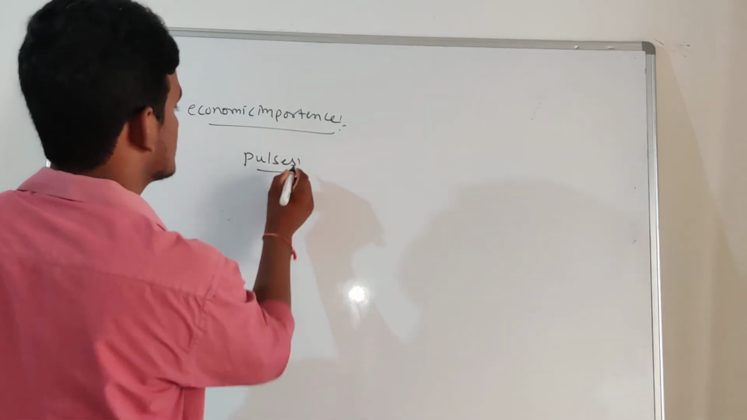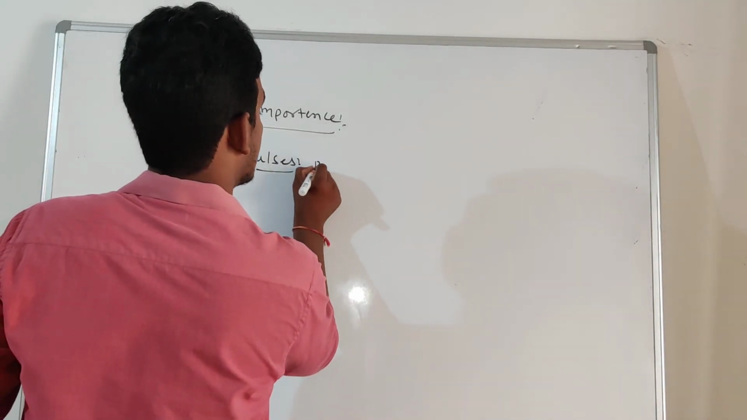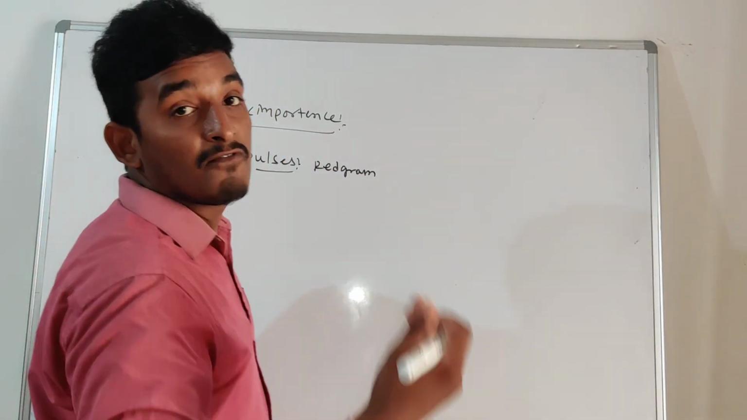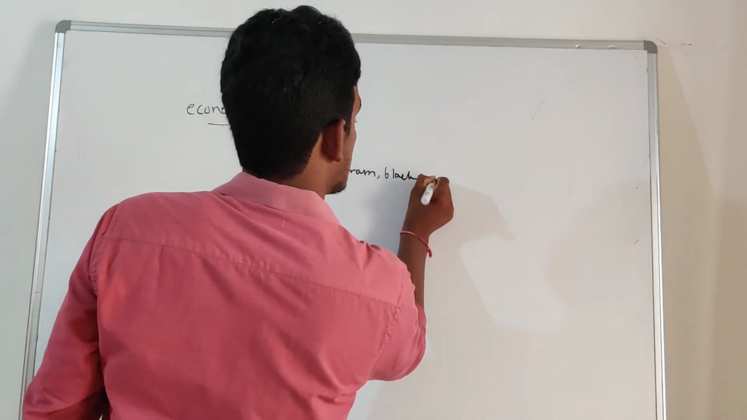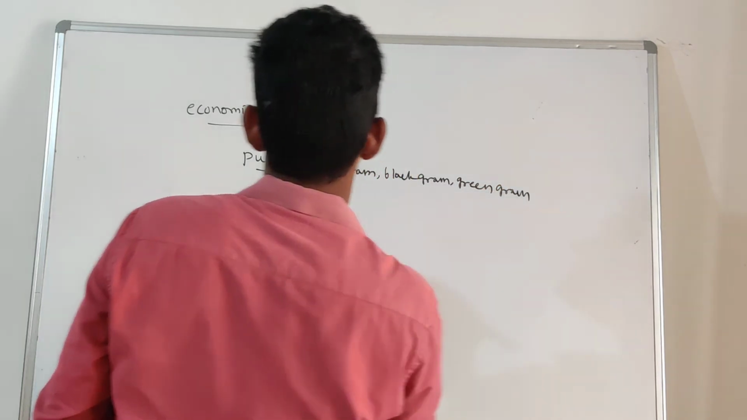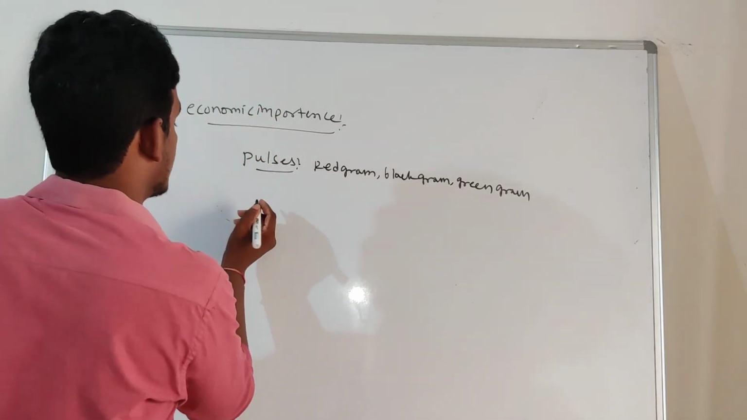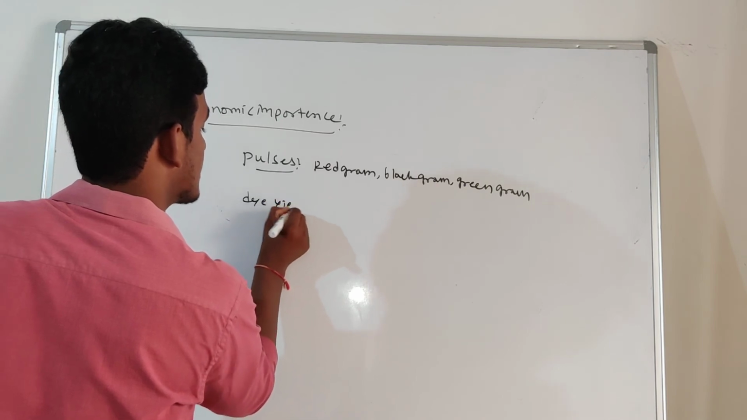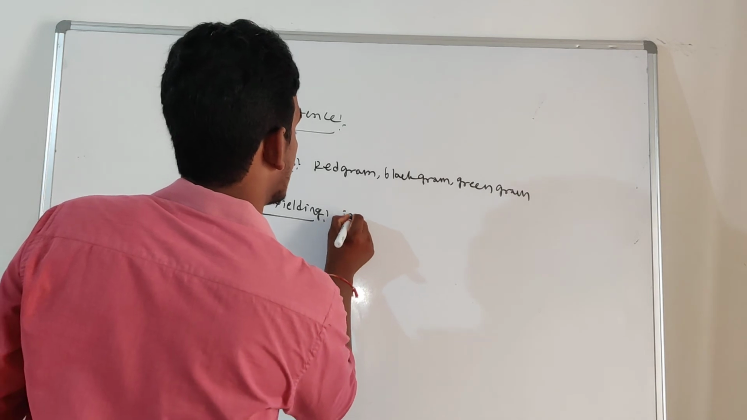So we are getting pulses. From which type of plants? Like red gram, Cajanus cajan, Phaseolus mungo, Phaseolus aureus, black gram, green gram, right? These have more protein content. So later about dye yielding plants. That is Indigofera tinctoria, blue dye.